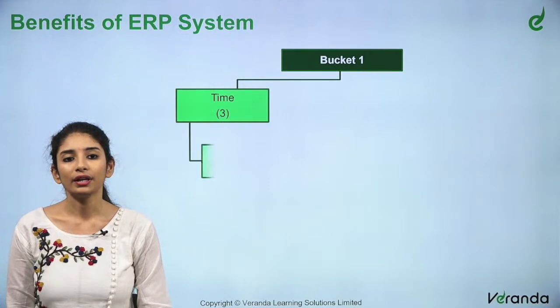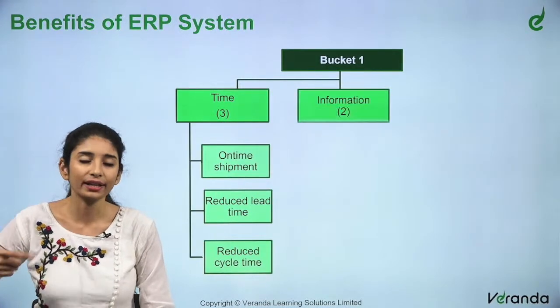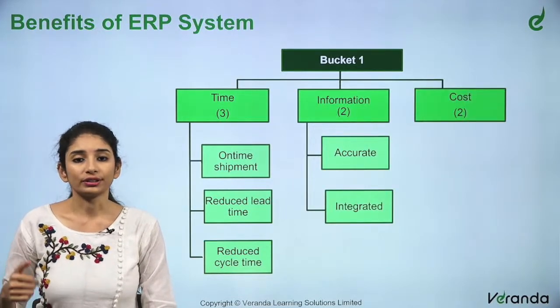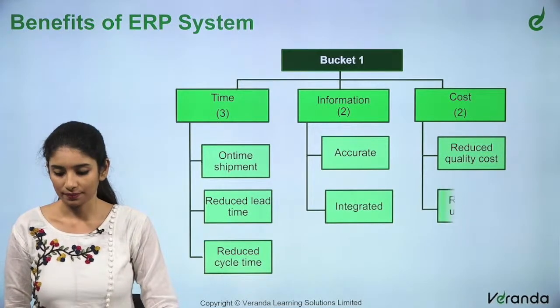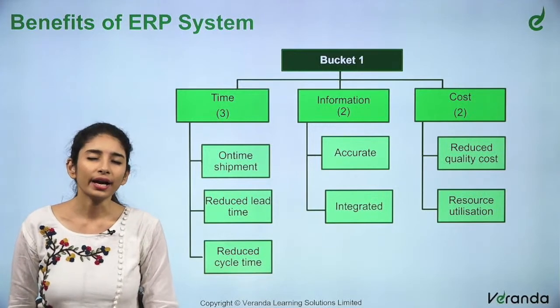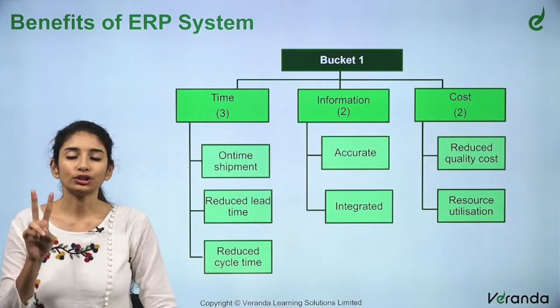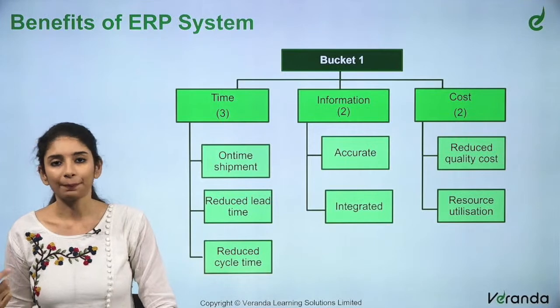And then I have information. What is it? Accurate, integrated. Okay. After that, I have cost: reduced quality cost and better resource utilization. So benefits of ERP. Bucket 1: time, information, cost. Bucket 2.